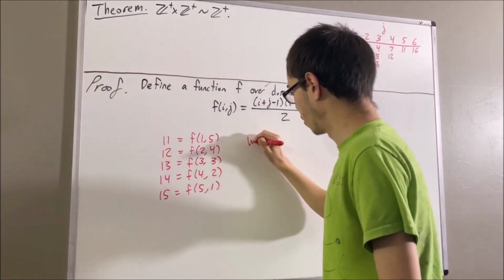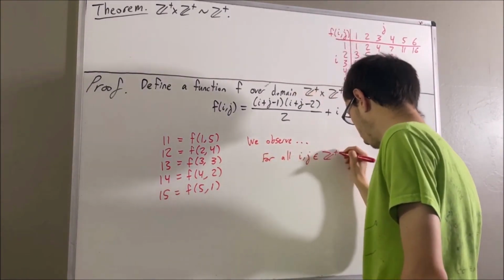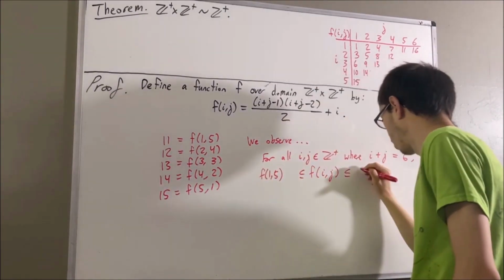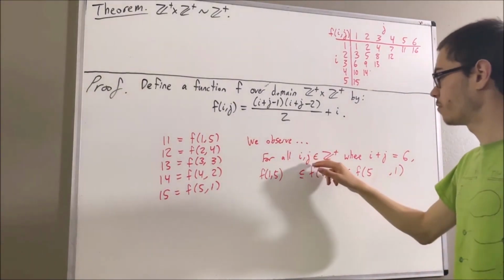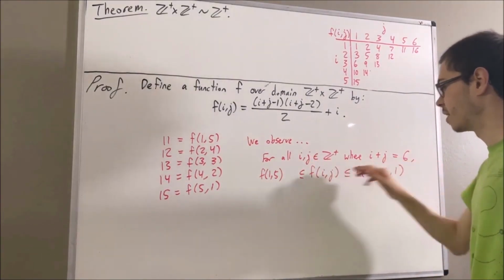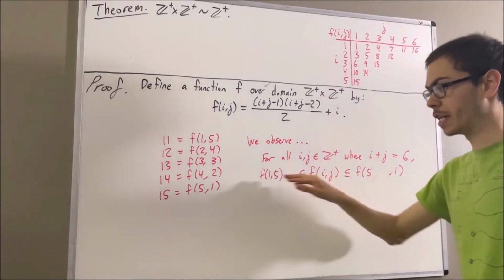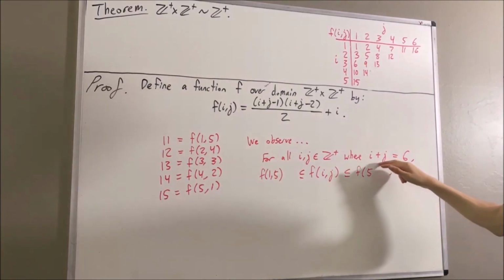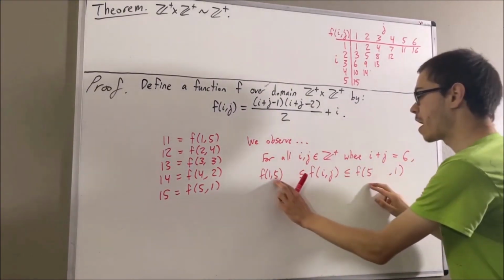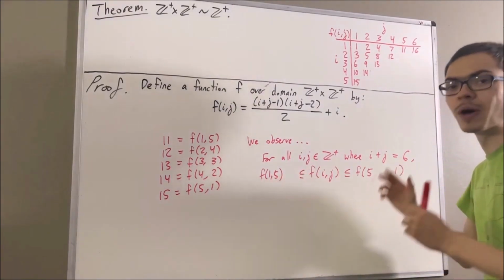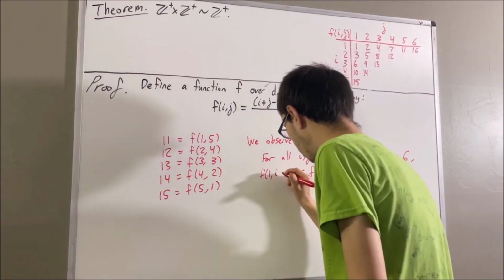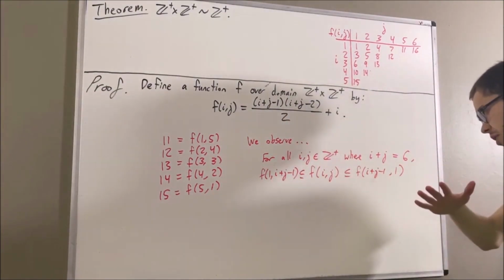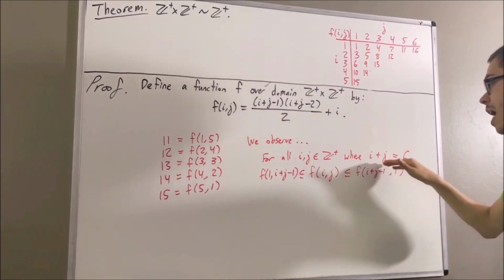In other words, for every two positive integers i and j where i plus j is equal to 6, f of i, j lies between f of 1, 5 and f of 5, 1. And since i plus j is equal to 6, this means that 5 is equal to i plus j minus 1. And so this is another way of saying it. But it turns out it's true no matter what i plus j is.